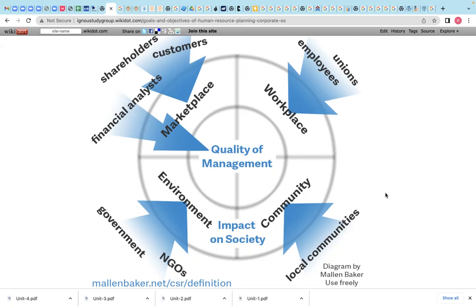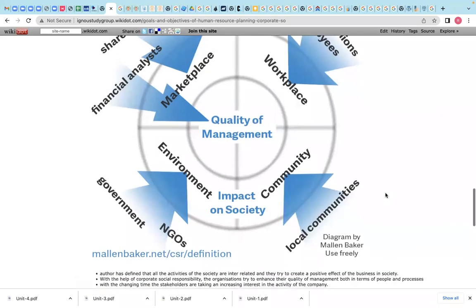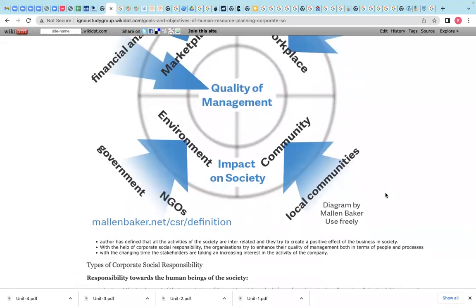Okay, with changing time, stakeholders are taking increasing interest in the activity of the organization. So basically, as it goes, stakeholders would take more and more time to improve this overall quality. Okay, so that is what this Mellon Becker talked about.